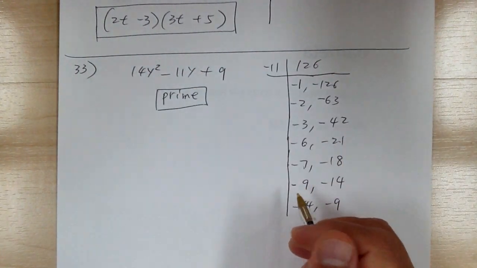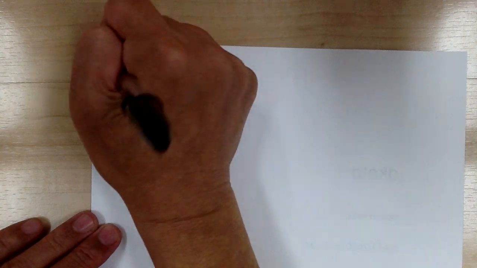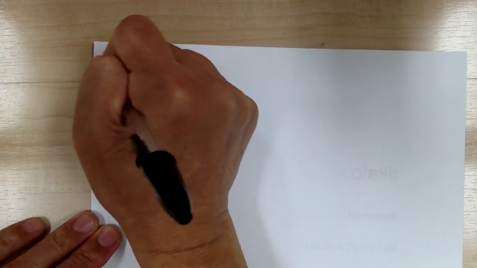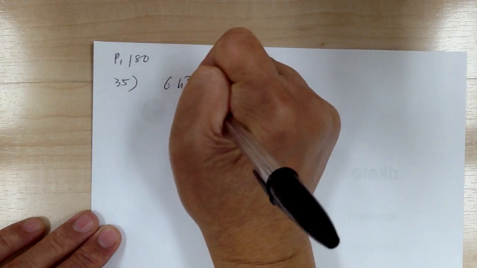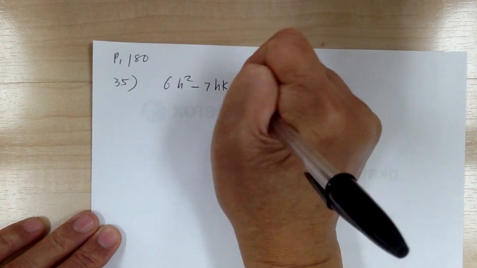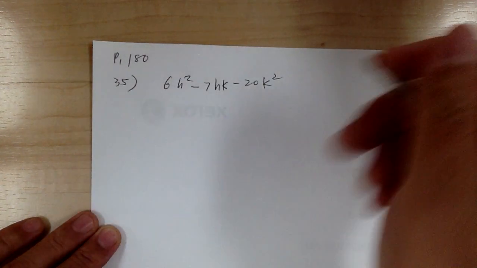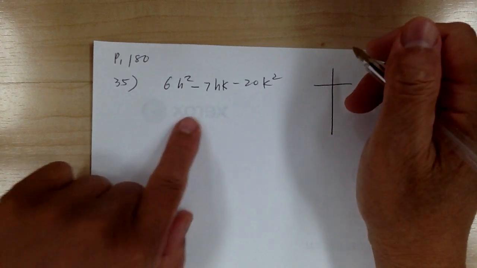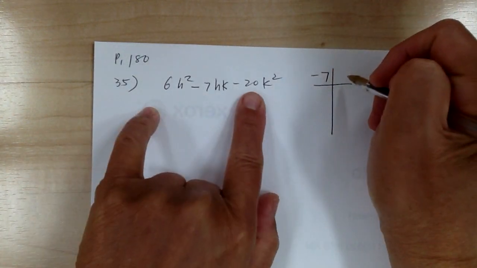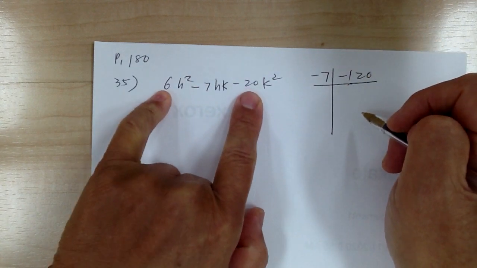Okay, let's go to number 35. Yes, 6h squared minus 7hk minus 20k squared. Okay, so you can go through the steps. So this is step 4. So step 1, step 2, step 3, step 4. So you're going to get -7 and -120. So you can master product, you have to multiply it together.